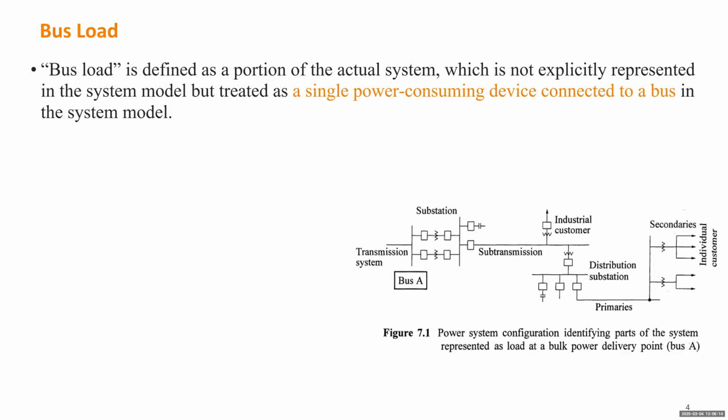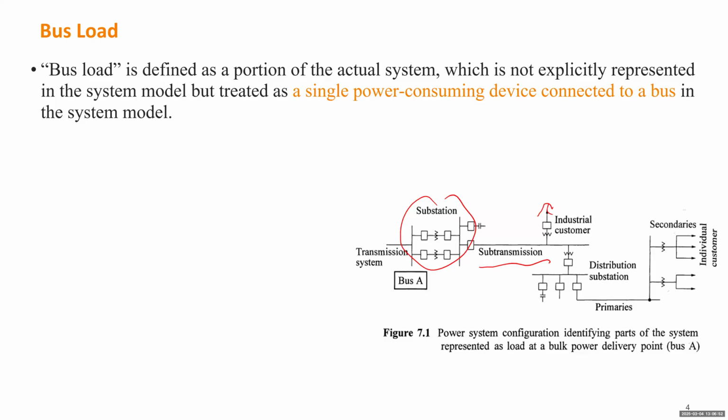So when we step down the voltage from a high voltage transmission, through a substation, you will utilize some transformer to decrease the voltage to sub-transmission level, usually lower than 100 kV. At the sub-transmission level, if there's a large industry customer which will connect to the grid at high voltage, there could be a load going to the industrial customer.